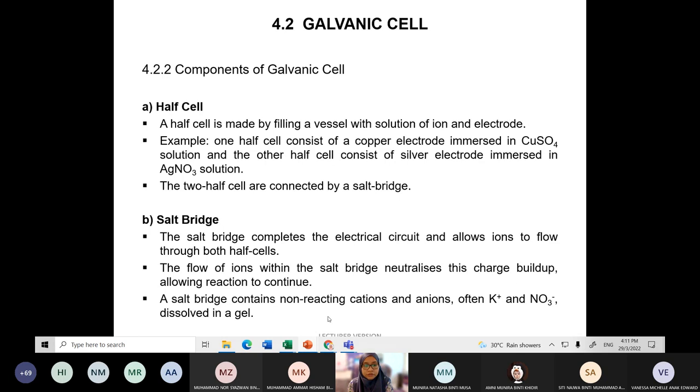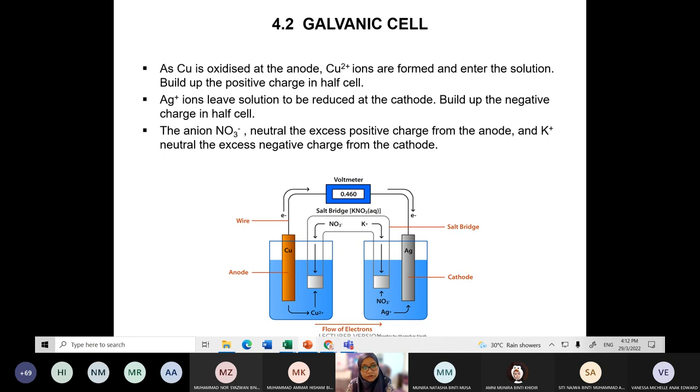So a salt bridge contains non-reacting cations and anions. Like I have mentioned just now, they must not be the same as the ions that we have in the half cell. Often we use K plus and NO3 minus, potassium nitrate, dissolved in a gel. We don't want it to dry out, that's why we contain it in a gel.